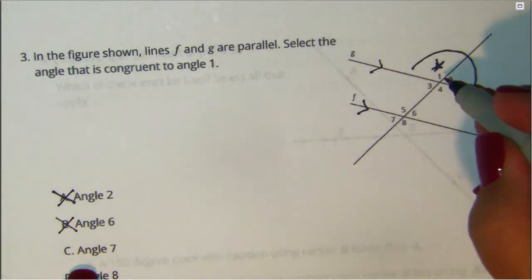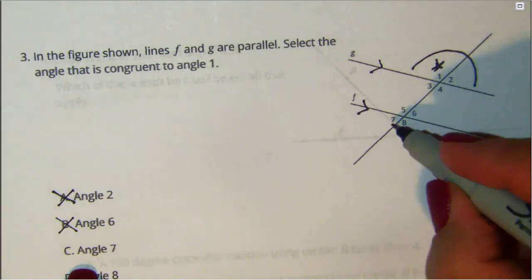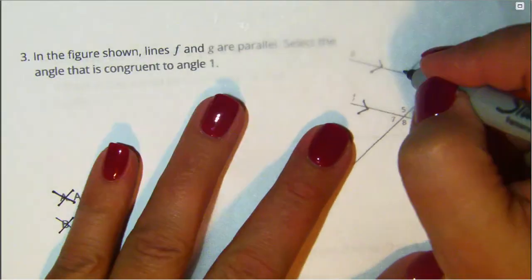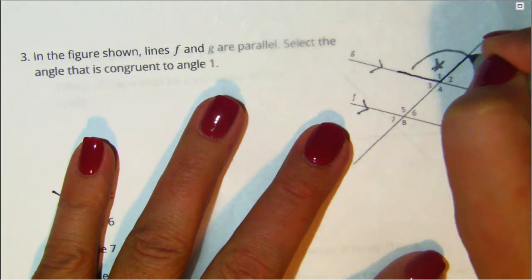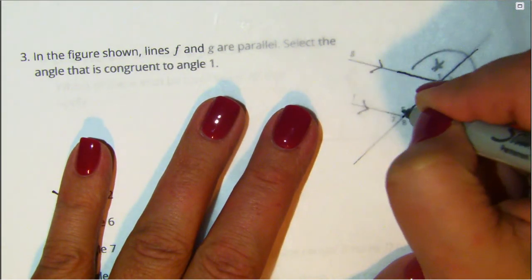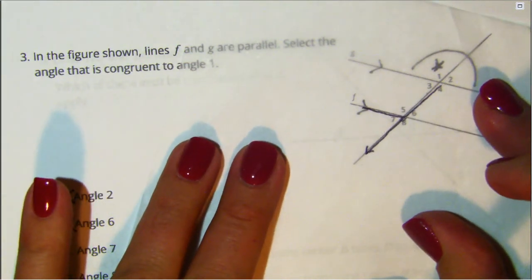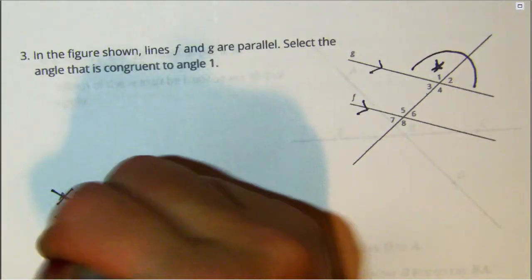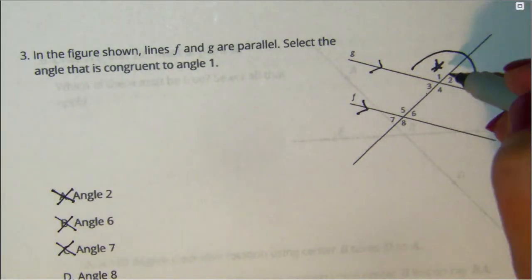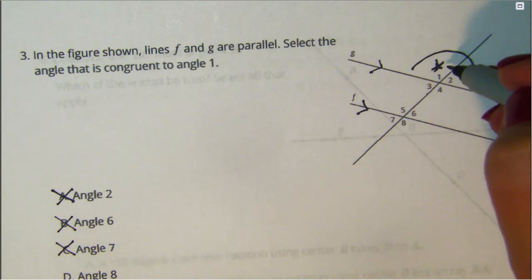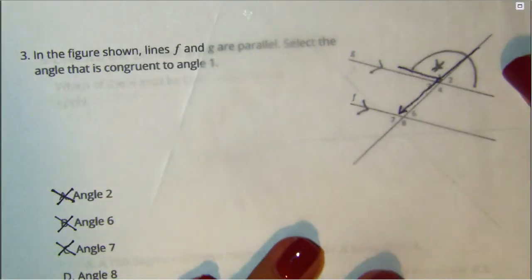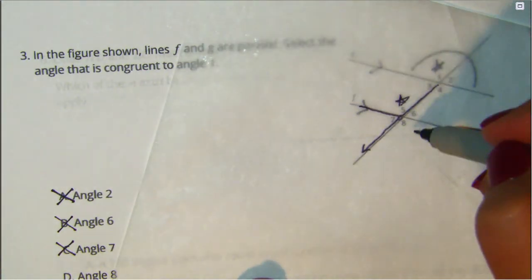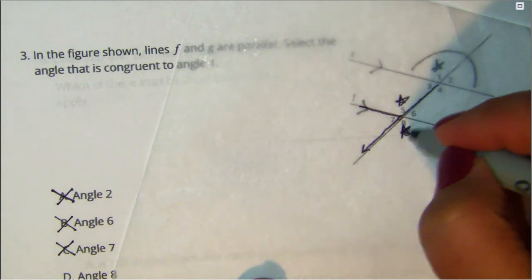Angle 7. 1 is on the top left, 7's on the bottom. If I translate that right here, 1 is the same as 5, not 7. It's got to be 8. Is 1 the same as 8? Let's see. 1 is the same as 5, we just did that, because those are corresponding. I'll put a star here. And then 5 is the same as 8 because those are vertical. So yes.